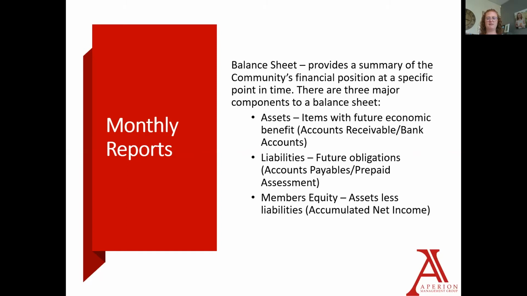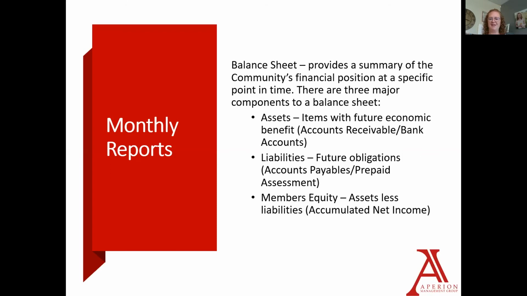So the first piece of information that's going to be in your financial report is your balance sheet. Your balance sheet provides a summary of really where you are as a community from a financial perspective. There are three major components to that balance sheet. You have your assets, you have your liabilities, and then you have your equities. Your balance sheet is always going to balance. These three categories have to balance against each other.